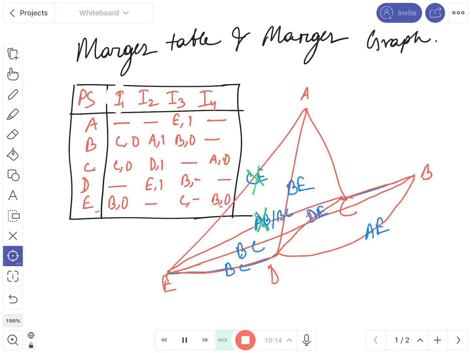Now check whether AE is an implied state somewhere else or not. Yes, AE is an implied state in between BD. So as AE is not compatible, BD will also not be compatible. Now I have to check whether BD is an implied state somewhere or not. But BD is not an implied state anywhere. So this is the refined merger graph, where I have to delete BD, AE, and CE, as they are not compatible.